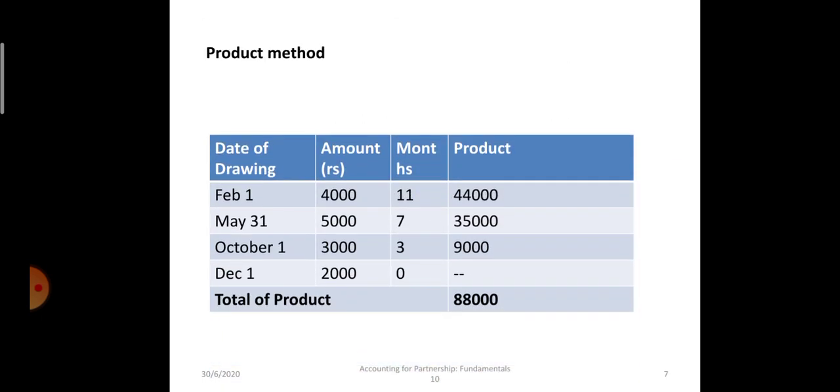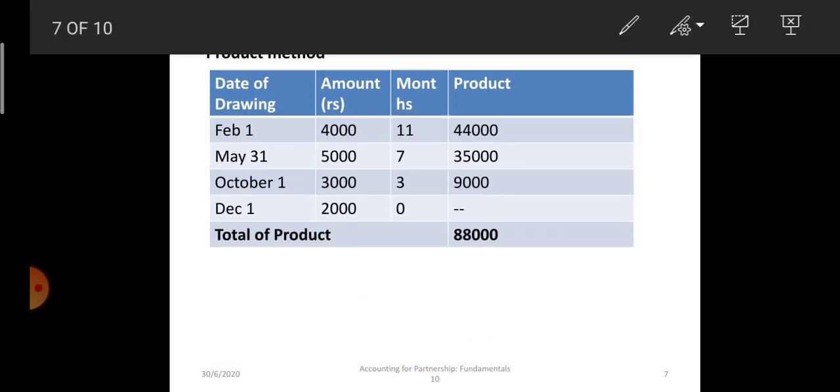Next, product method. Same question. Okay. 1st Feb, 31st May, 1st October, and this one is 31st December. Okay, so that's why we are taking 0. Make the correction here. 4,000 into 11, 44,000 rupees is the product. 5,000 into 7, 35,000. 3 into 3,000, 9,000 rupees.